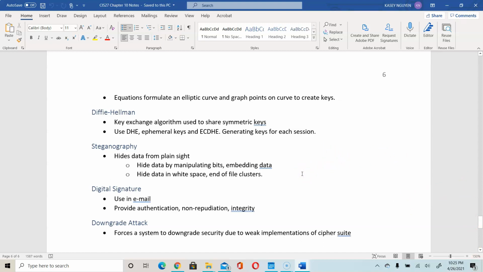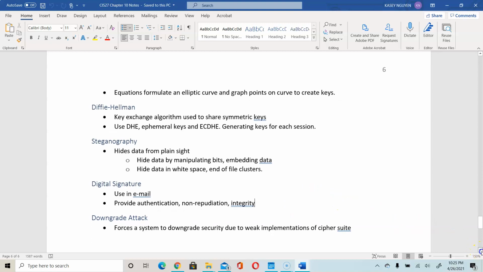So for certifications, you need to know different types of encryption algorithms. You need to know the difference between asymmetric and symmetric. You need to know about steganography. So a lot of the details that we go over in this particular chapter or unit is essential. And also digital signature. So digital signature would be used in email. It provides authentication, non-repudiation, and integrity, as we mentioned earlier.